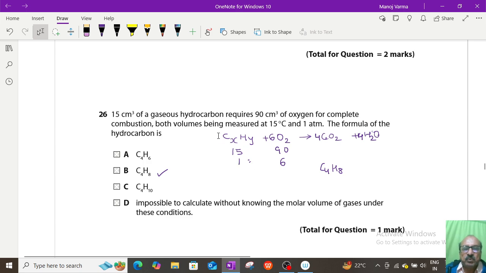So this is 1 mole, so I have taken 6 moles of oxygen, and I will get carbon dioxide and water. To balance the oxygens, which are 12, 6 into 2, 12, I can have 4 carbon dioxide here, so 8 oxygens, and 4 oxygens here, so 8 plus 4, 12. So we find that we have 4 carbons and 8 hydrogens, so the formula should be C4H8. So this is the answer B.